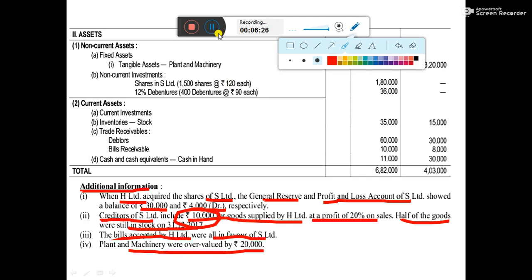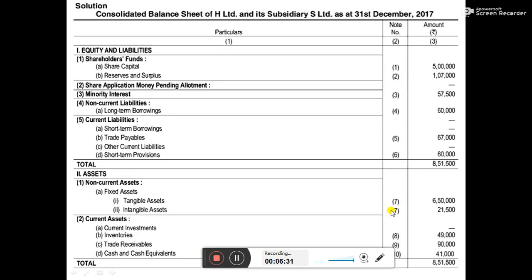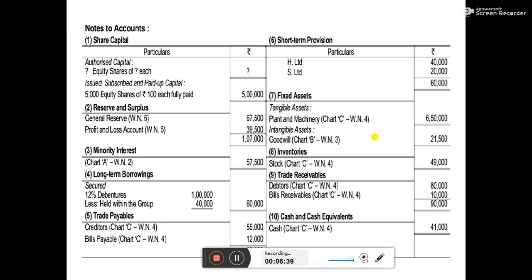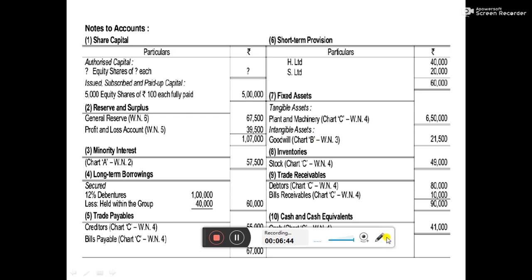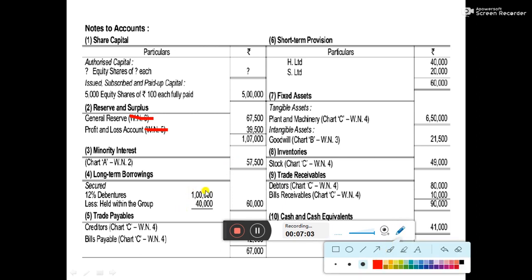Now let us start with the solution. The balance sheet of H Limited and subsidiary S Limited is given, along with the consolidated balance sheet. Along with this balance sheet, I have already given you notes to account. In this problem, I will just show you how to prepare the working notes, how we get the different figures, that is how we are getting 67,500. I will show you the working notes of all these adjustments. If you see, the important adjustment is the debentures. Debentures is a very important adjustment that has to be given effect.